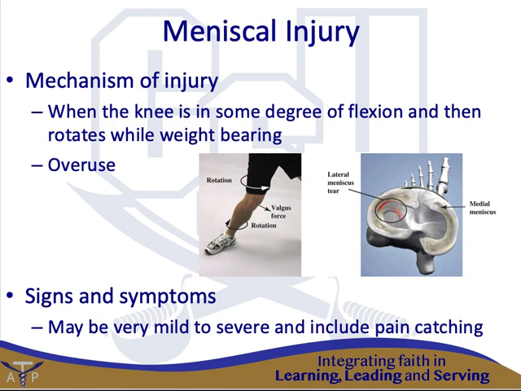When we look at specific mechanisms, meniscal injuries occur when the knee is in some degree of flexion and then rotates while the lower extremity is weight bearing. These injuries typically occur when they are deeper in flexion. So as you get deeper in flexion, the predisposition for this type of injury increases. The athlete can also receive a direct blow to the knee, which can cause a meniscal injury. And these are more common as you get older because the meniscus continues to break down and becomes weaker and thinner.